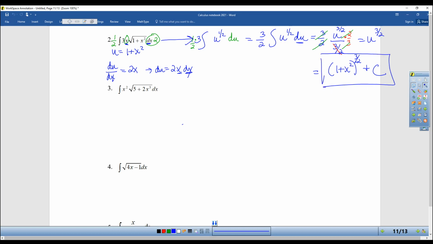How can you check that super fast? If this is y, I take the derivative. I bring down the 3/2, 1 plus x squared, I subtract 1 to the 1/2 times the derivative of the inside, 2x, the 2's cancel, and I get 3x square root of 1 plus x squared. Literally 15 seconds to check it. And it'll let you keep practicing your derivatives.